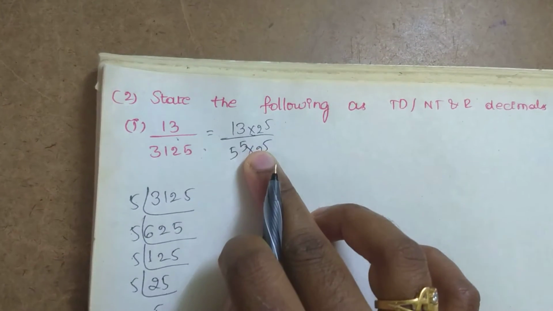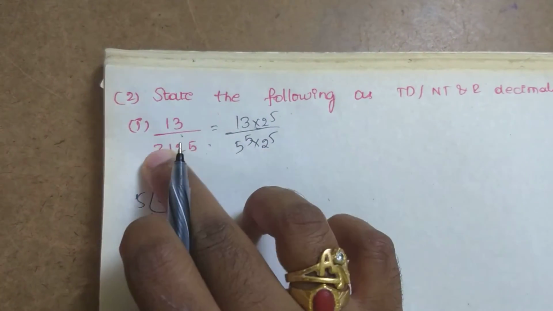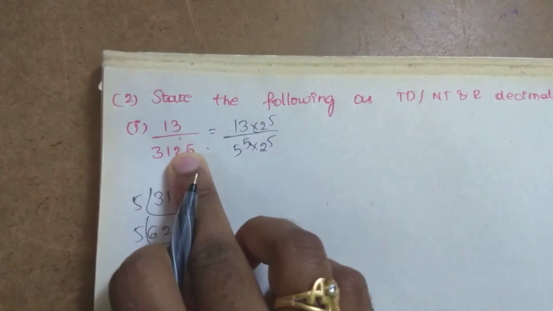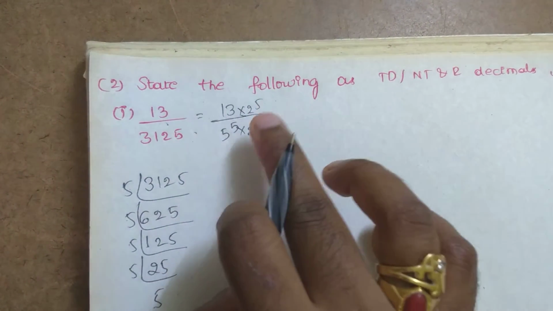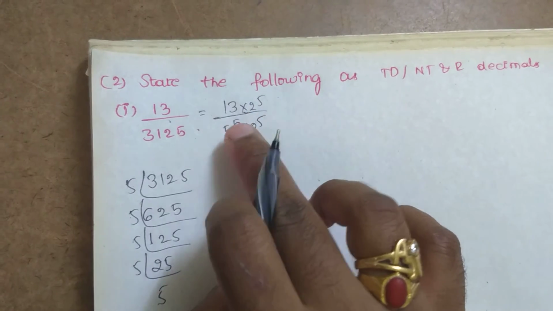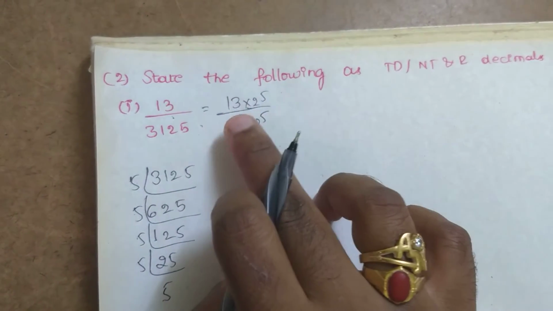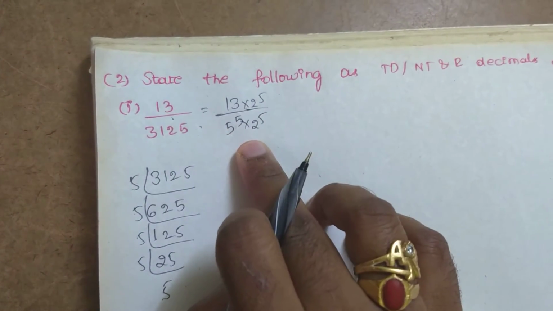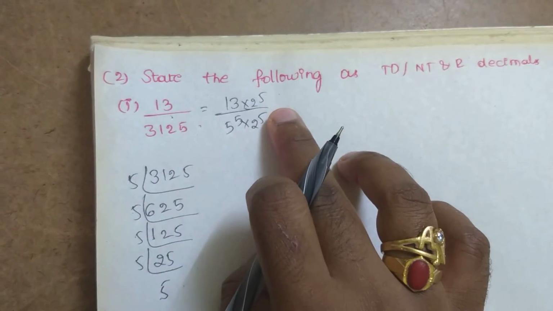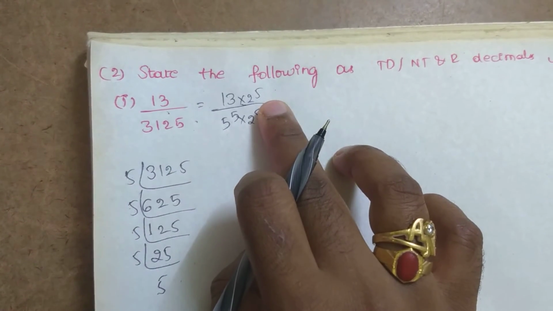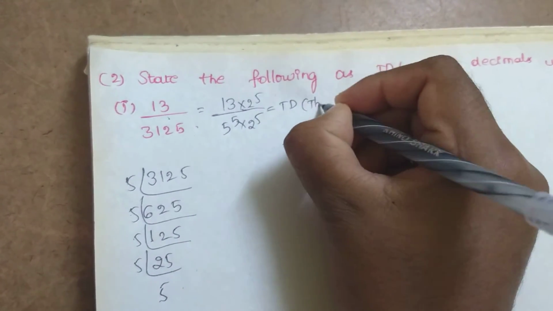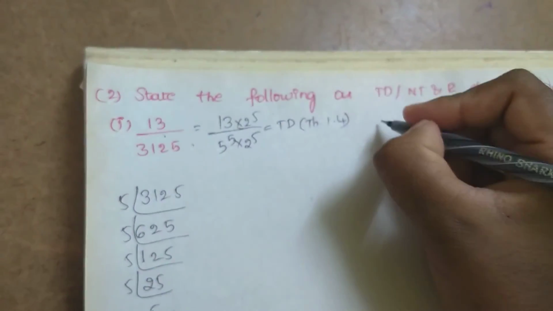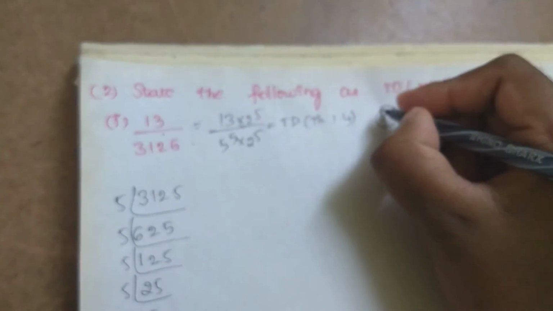So after multiplying, once you observe, the given number is in the form of p by q, and q is represented in the form of 2 power n into 5 power m, where m and n are non-negative integers. Then whatever decimal form you will get is a terminating decimal as per the theorem 1.4. Okay, let us move on to sub question 2.